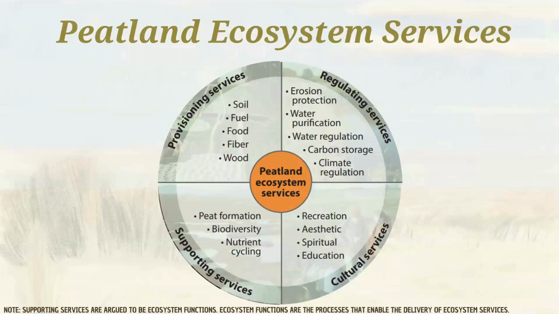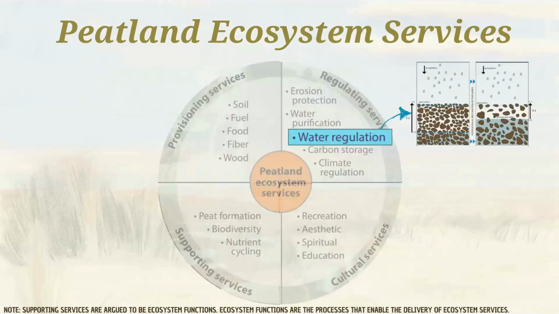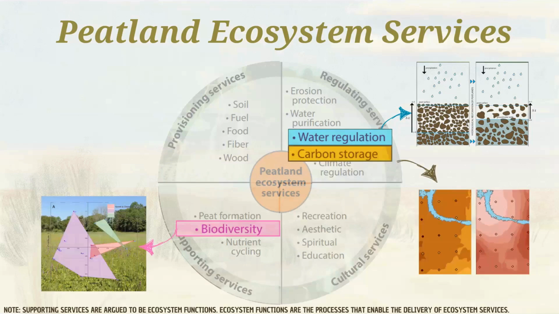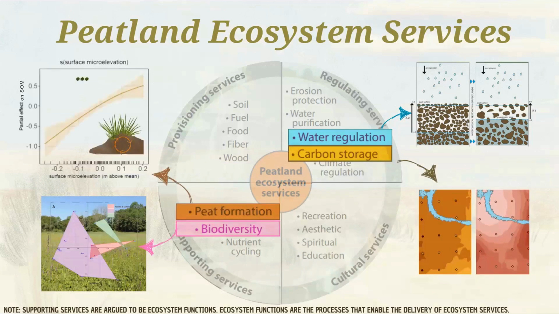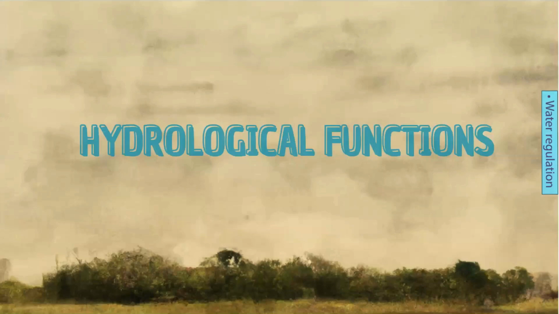Now, why are peatlands important? They provide us with several ecosystem services, the benefits that we get from them. Fens provide all of these services: provisioning, regulating, cultural, as well as supporting. But what I've looked at and am interested in are water regulation, carbon storage, biodiversity, as well as the peat formation process, which is also part of carbon storage.